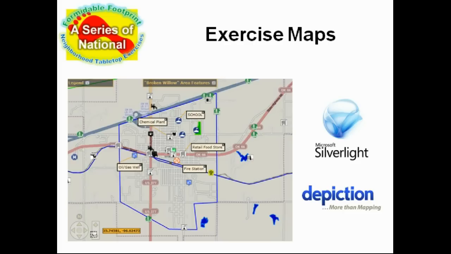If you plan to use the interactive maps, you'll need to download Silverlight, which is a free application from Microsoft, and make sure that is on your computer. We also recommend, if you're going to try to use the interactive maps, that you access Formidable Footprint, scroll down the page, click on the how to use the maps icon, and spend a little time manipulating the map that we provide to you on the Formidable Footprint exercise. But you will have the option to either use an interactive map or a static map, depending on what you're most comfortable with.